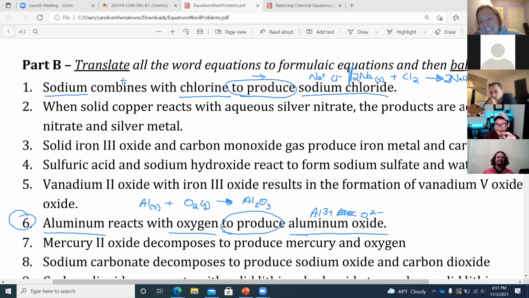Sorry. So we balance. Now, if you don't have the 2s correctly, if you don't have these correct, you're going to have a hard time balancing it correctly. But now, go ahead and balance this. If you didn't get these correct, have them written correctly now, and then go ahead and balance the equation.